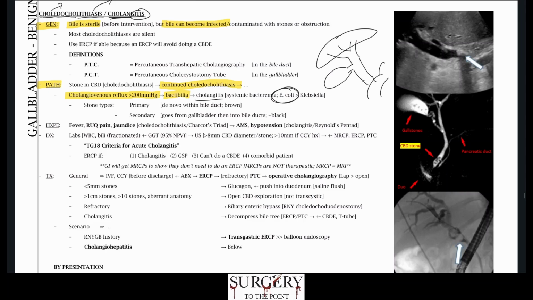Put this together: liver, common hepatic, and the cystic duct then becomes the common bile duct. Got your duodenum right here, stomach right there. For choledocholithiasis, the stone is getting stuck. This is definitive choledocholithiasis.